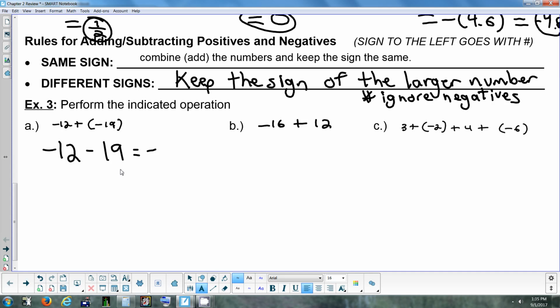31, right? I already got my sign there. So Connor, my final answer is what? 31. Careful. Negative 31. Okay, right? Negative 31 is your answer. Perfect.